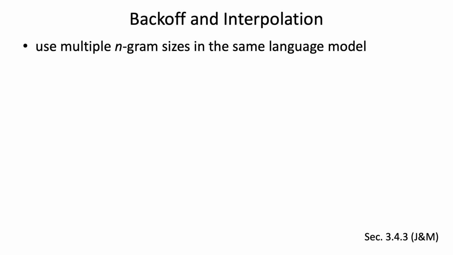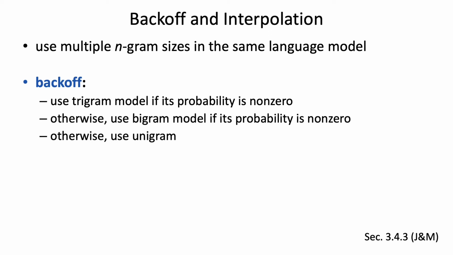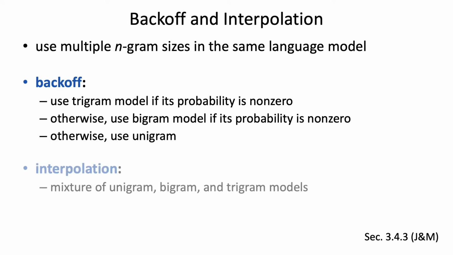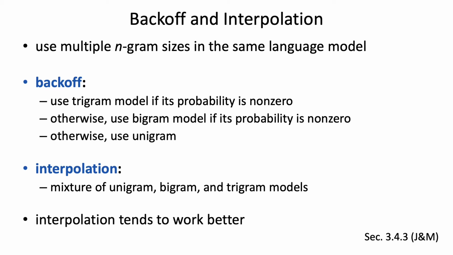Most smoothing methods used in practice are some form of backoff or interpolation. These are related methods that combine multiple n-gram sizes in the same language model. A trigram backoff model would use the trigram probability if that's non-zero, and otherwise will back off to the bigram model if its probability is non-zero, and otherwise back off to the unigram model. Interpolation means using all n-gram models together with appropriate weighting, and this tends to work better than backoff.